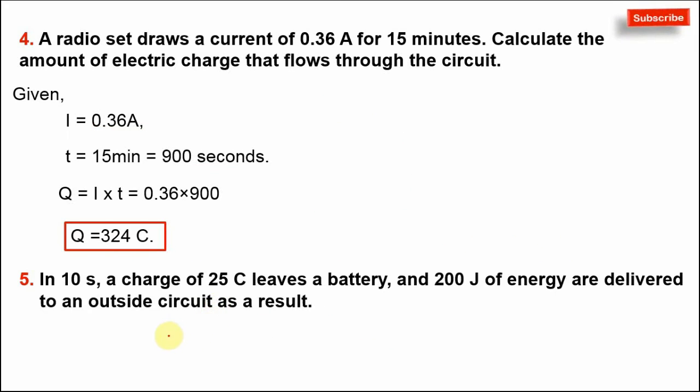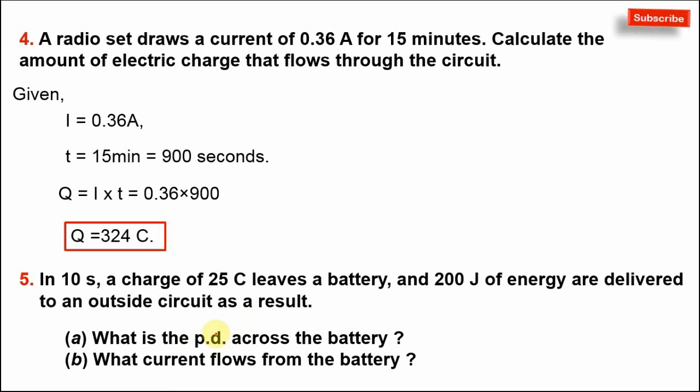Now the fifth example. In 10 seconds a charge of 25 coulomb leaves a battery and 200 joules of energy are delivered to an outside circuit as a result. Then find out first the potential difference across the battery and then find out the electric current which flows from the battery. Here the new additional thing to find is potential difference, which we learned in the last video. Okay, so don't worry, let's see in the next slide.